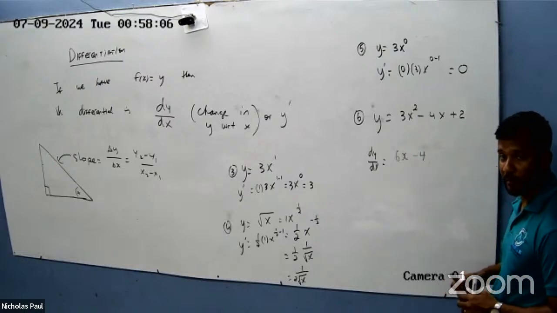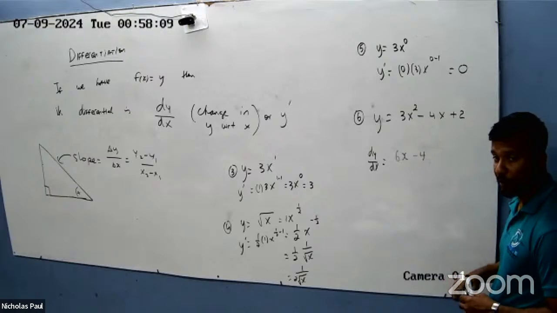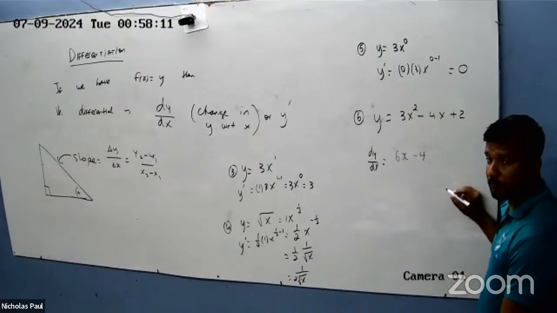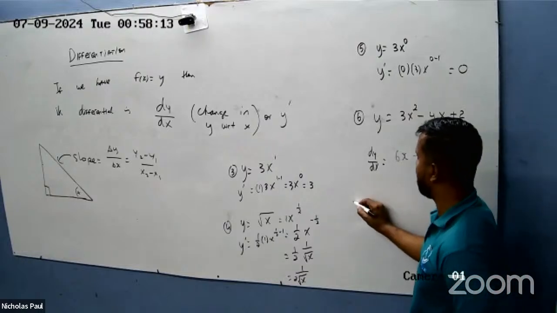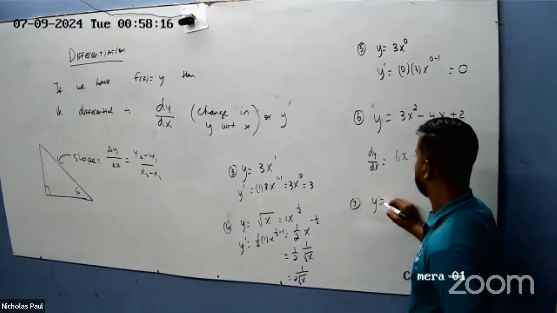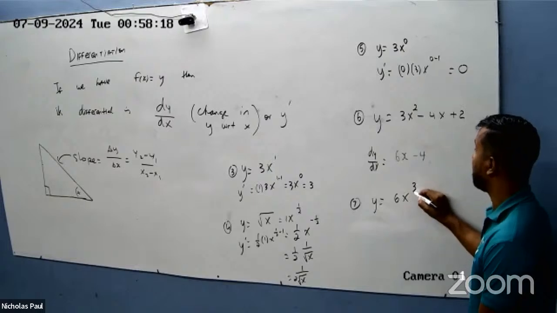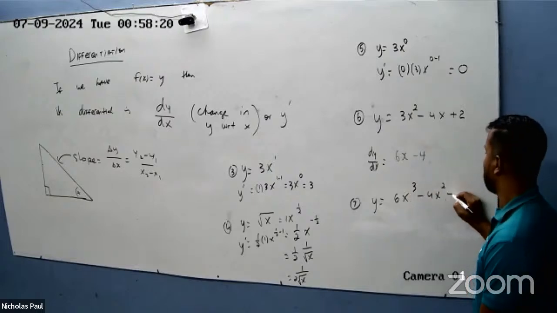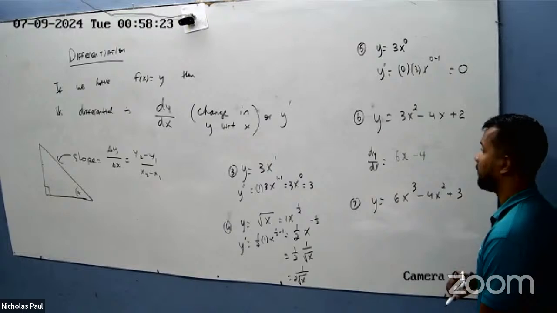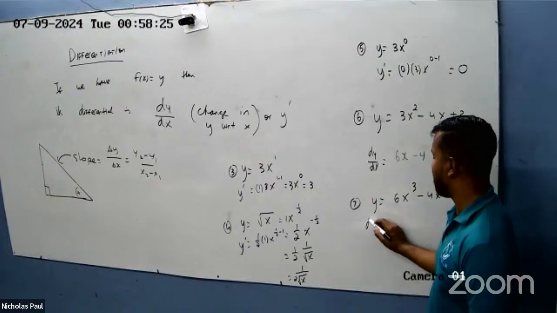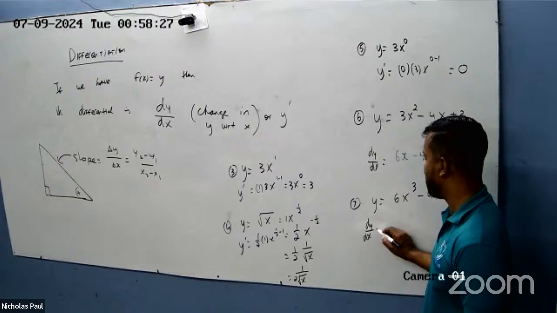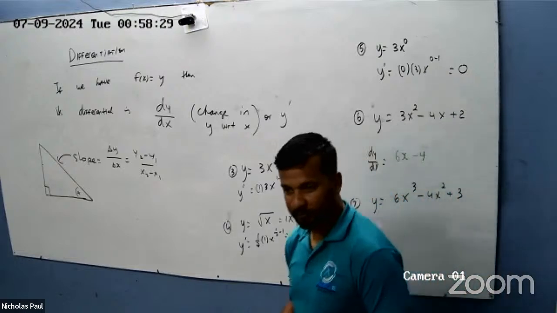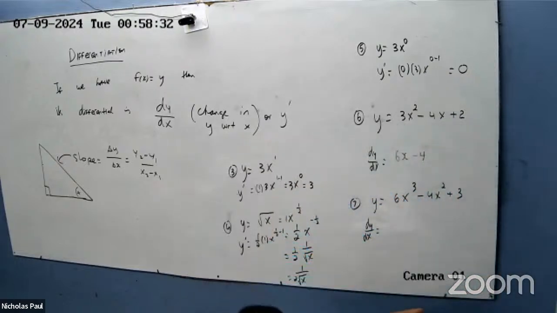Are you okay with that? Jeremy? Small thing. Come on the board and do this one here. I want to make sure you're good. Come on the board and do this one. 6x cubed minus 4x squared plus 2.